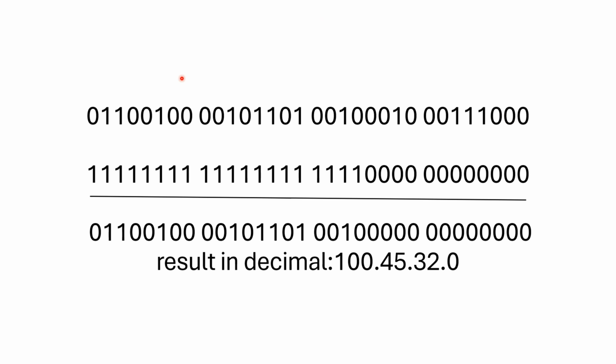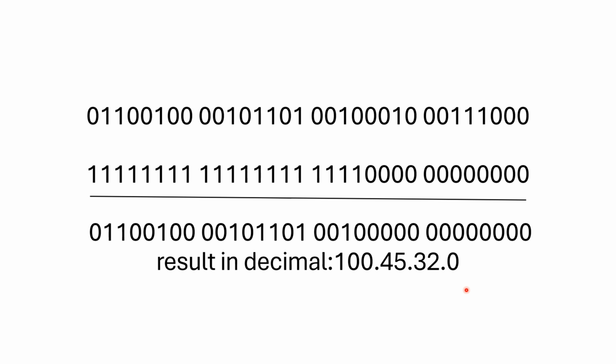Now we have the IP address and subnet mask. Now we do the AND operation. 0 and 1, 0. As we told you, if both are 1, the result is 1. Otherwise, the result is 0. 1 and 1, 1. 1 and 1, 1. And so on. For example, 0 and 1, 0. 0 and 1, 0. 1 and 1, 1. 0 and 1, 0. 0 and 1, 0. And you can do the rest like this.